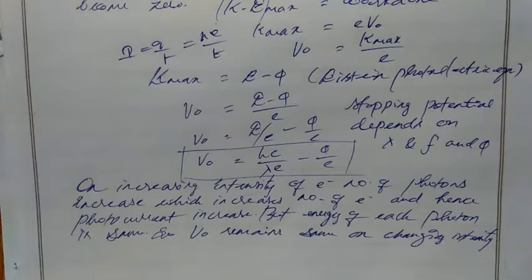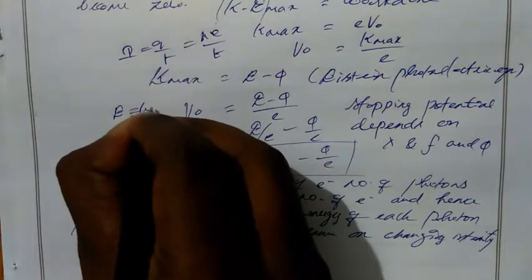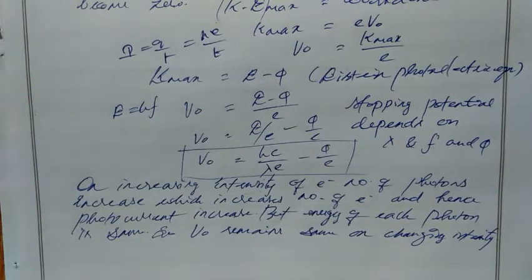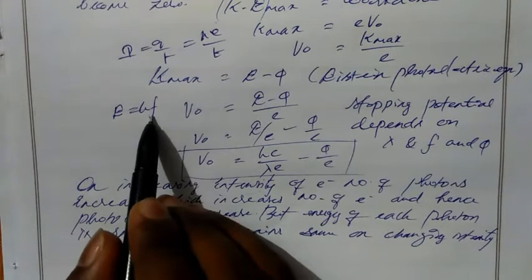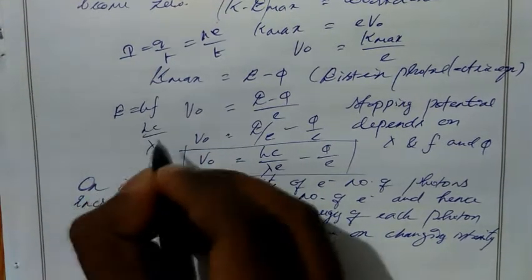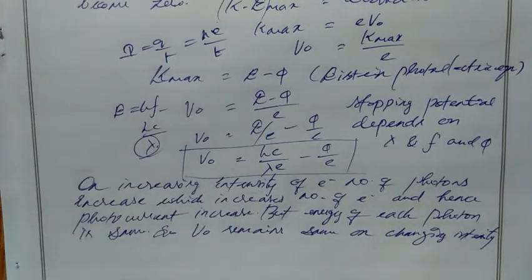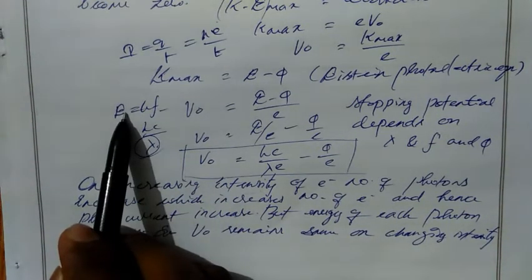We already saw this. The energy of each photon will remain constant. So the energy of the photon is constant, it won't change. E equals h nu, or E equals hf. It won't change. So V naught remains the same because V naught depends on f, or V naught depends on hc by lambda. So here lambda and f won't change. The energy of each photon won't change.